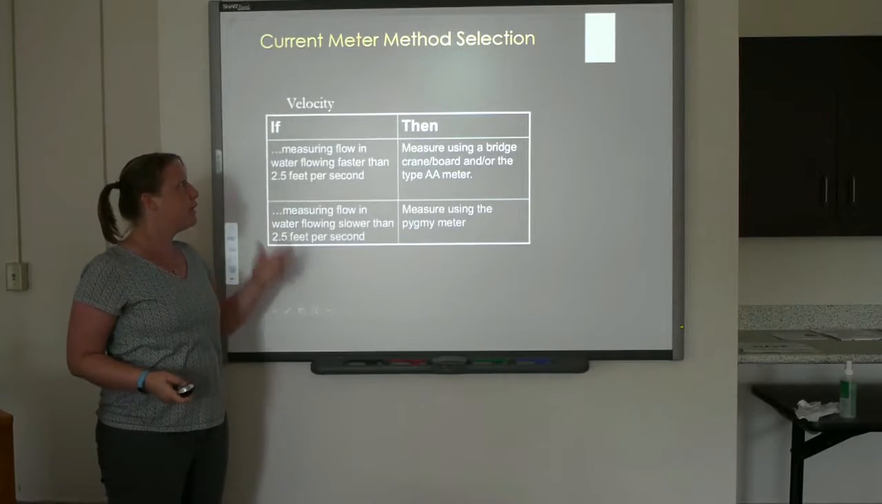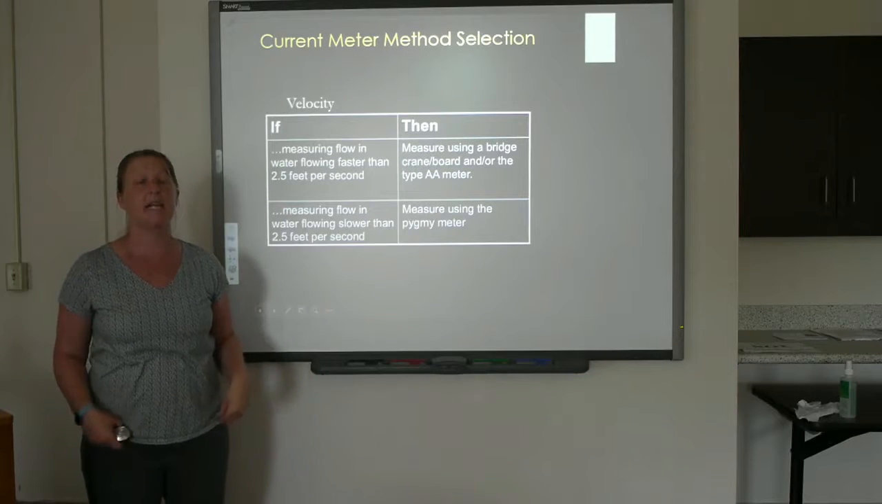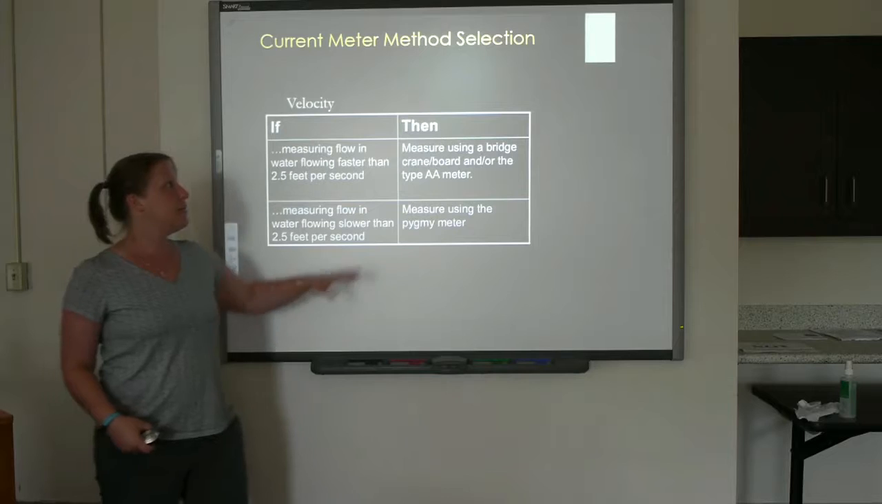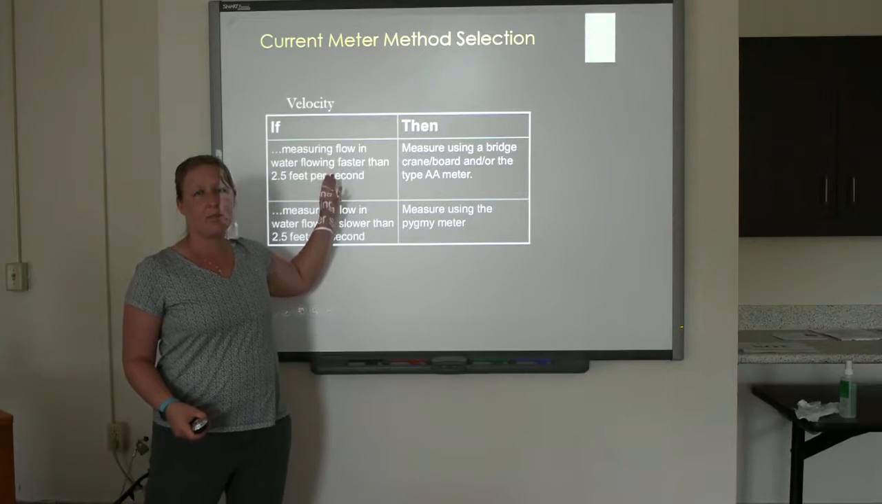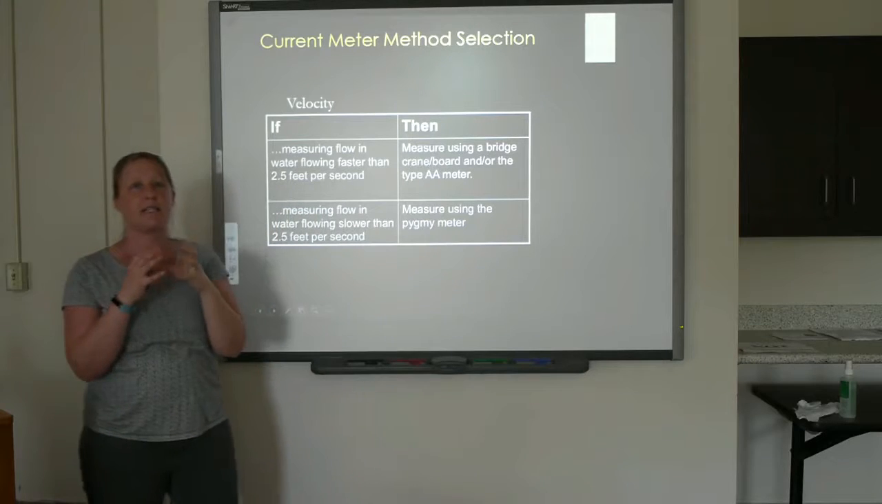If you're measuring flow in water that's moving faster than 2.5 feet per second, it will be very, very hard to stand in it. And if it's moving that quickly, you need to use a bridge crane and an AA meter because that's going to be bigger water.